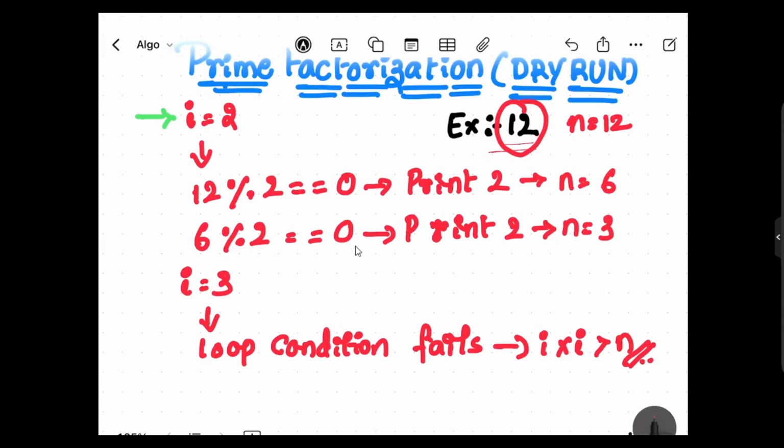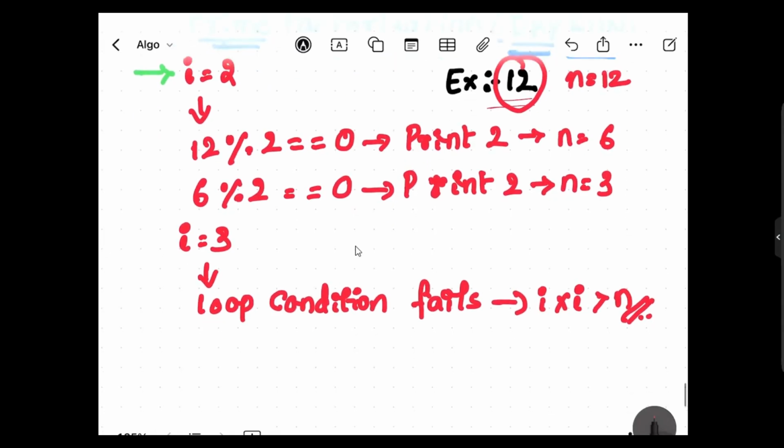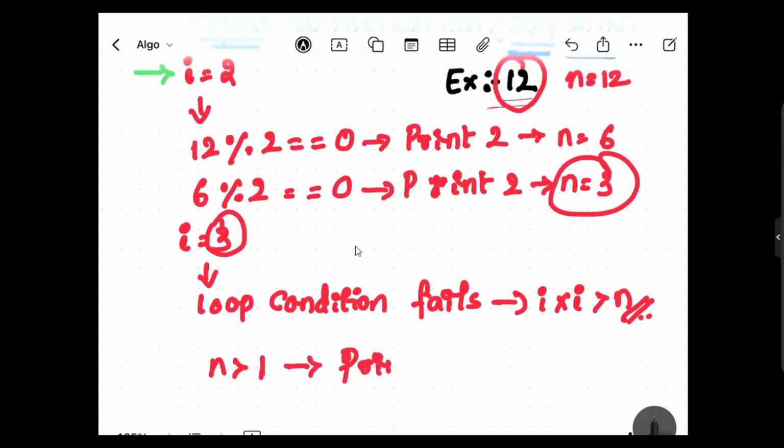So let's go with the final thing: n is greater than 1. When n is greater than 1, we will print 3. So while n is greater than 1, we'll print 3.